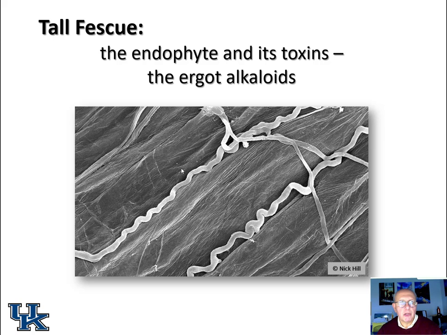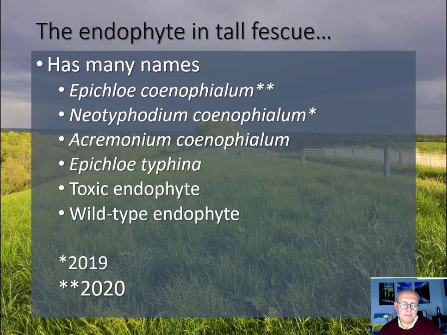There are other ways to get exposed to ergot alkaloids in livestock outside of tall fescue. So the alkaloids in tall fescue that cause the problem with livestock are in that class of ergot alkaloids.